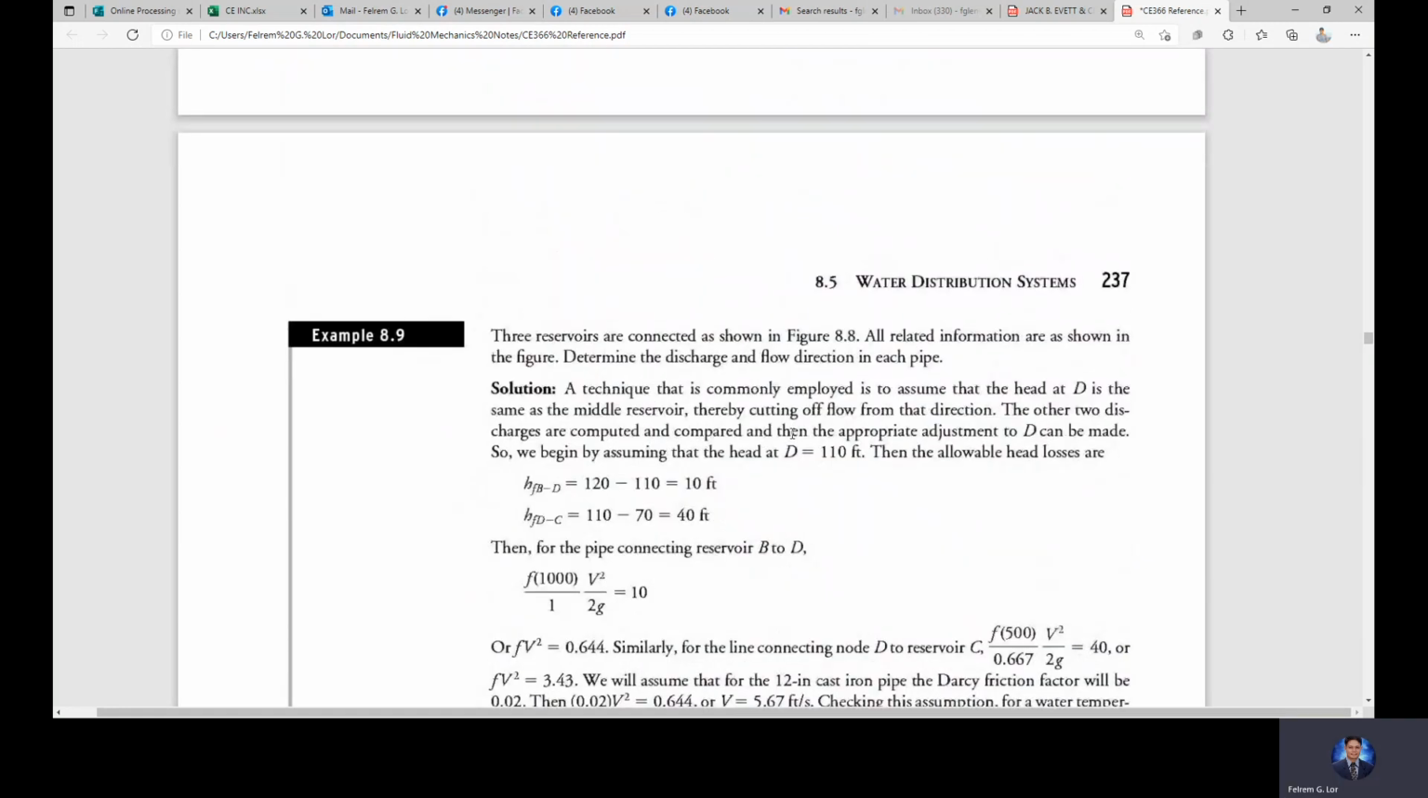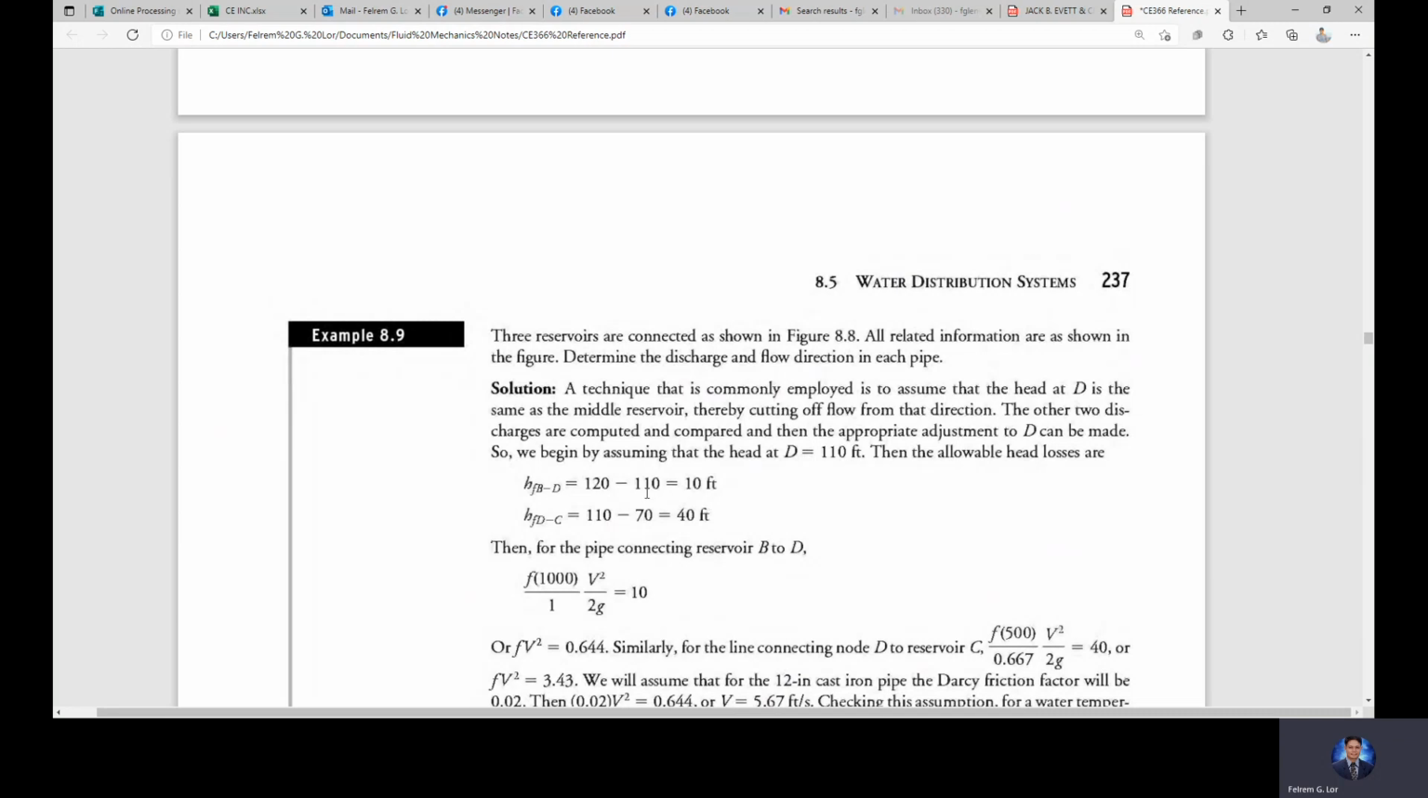So the technique that is commonly employed is to assume that the head at D is the same as the middle reservoir, thereby cutting the flow from that direction. So the other two discharges are computed and compared, and then the appropriate adjustment to D can be made. We compare the flow in B and C, then we adjust the elevation. Since we do not know, we just assume 0.